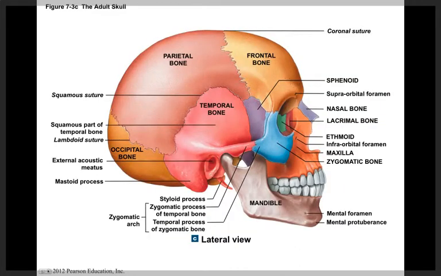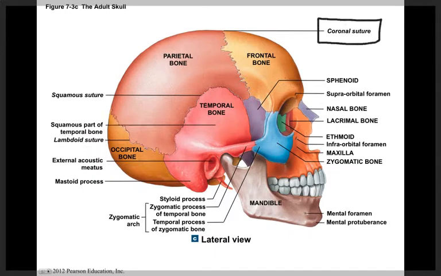Next I want to talk about how the 8 cranial bones fuse together. When we look at the cranial bones, we see that they come together in an area with this really jagged area. Those are called sutures. So we see a suture here in between the parietal and the occipital bone. We see a suture that is extending around the temporal bone. We see a suture that is between the parietal bone and the frontal bone. The lambdoid suture is the suture between the occipital bone and the parietal bone.